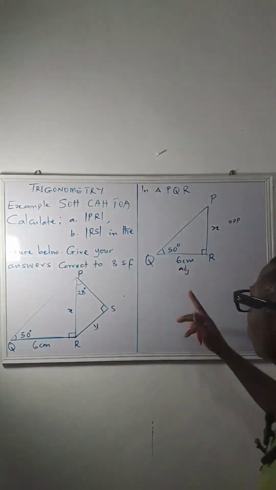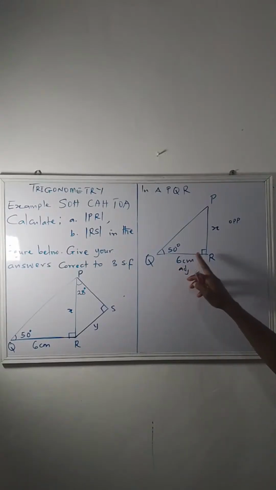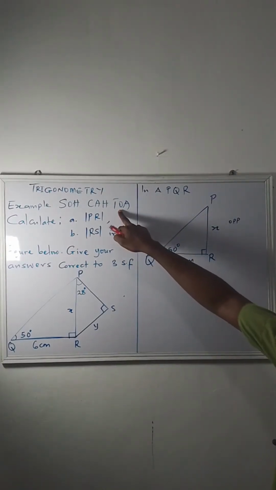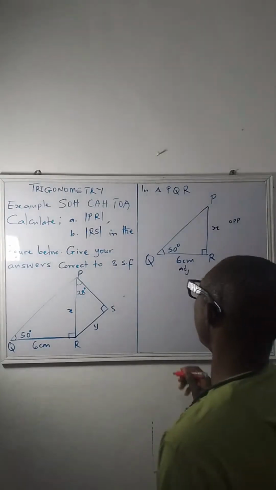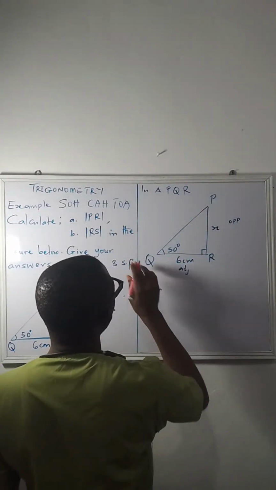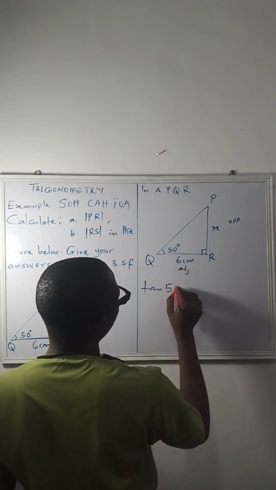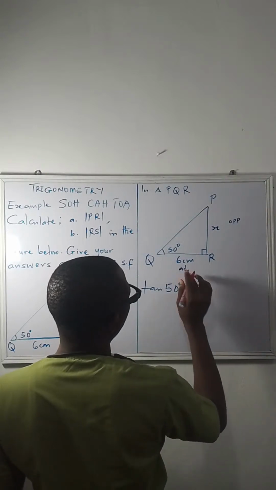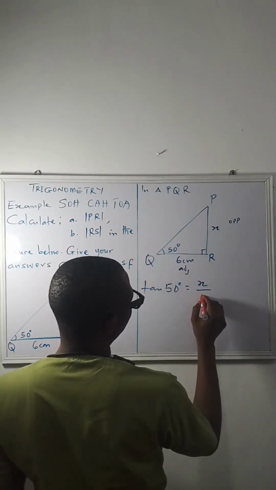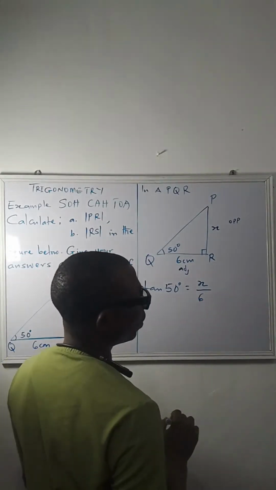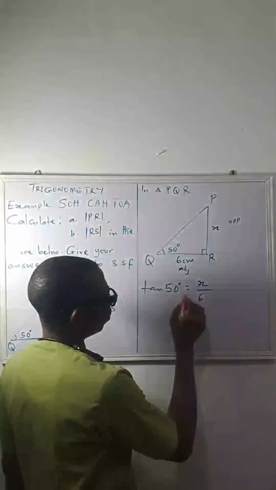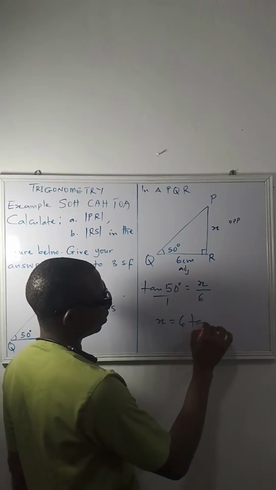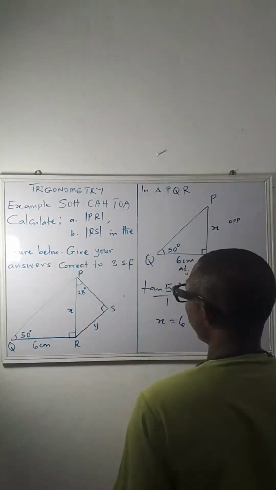So now I'm considering adjacent and opposite. That means I'm making use of my TOA, so that is the tan function. So I have tan of the reference angle, and the reference angle is 50. So tan 50 degrees equals the opposite, which is x, over the adjacent, which is 6 centimeters. Here you can cross multiply. When you cross multiply, you have x equals 6 tan 50 degrees. Can you see that?